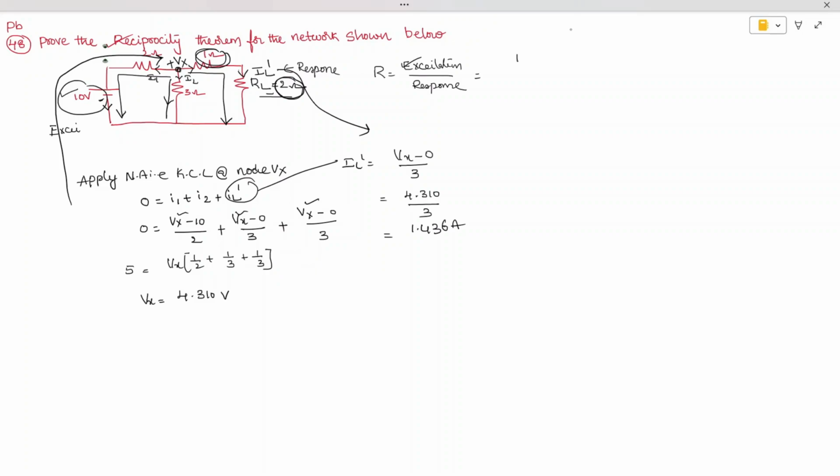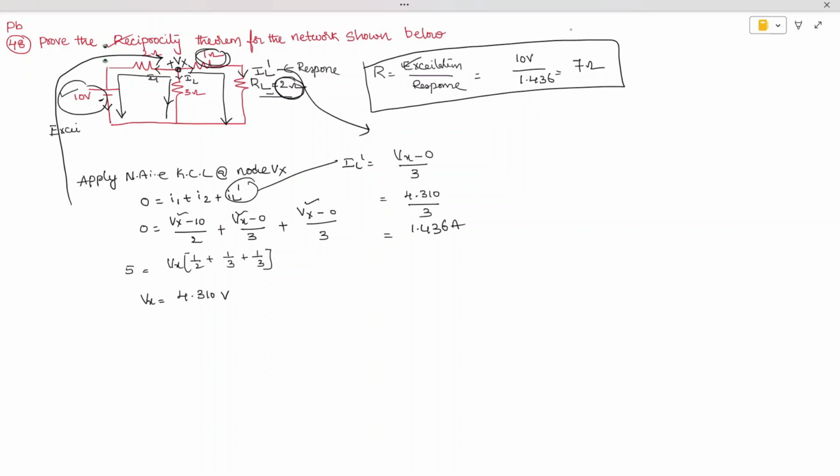So excitation means input voltage. What is the excitation voltage? 10 volts divided by current of 1.436. When you do with your calculator, then you are going to get the resistance as 7 ohm. So this is one part. Okay, with one resistor connected we have done it.